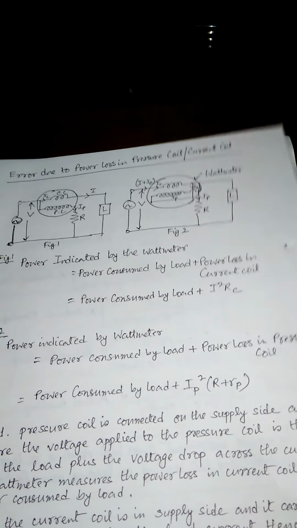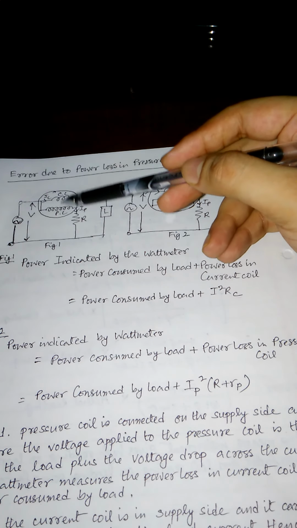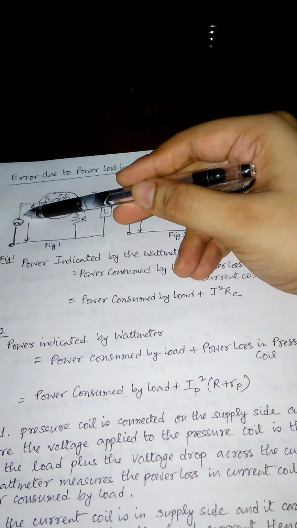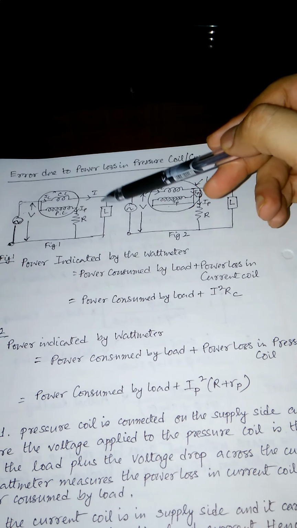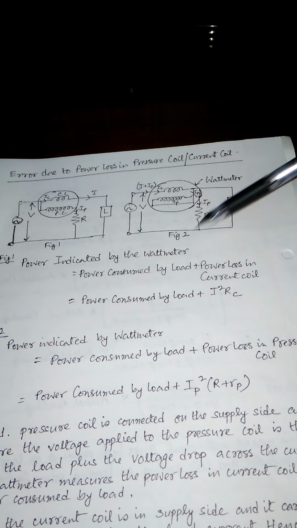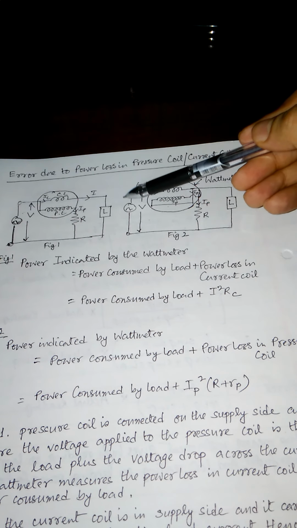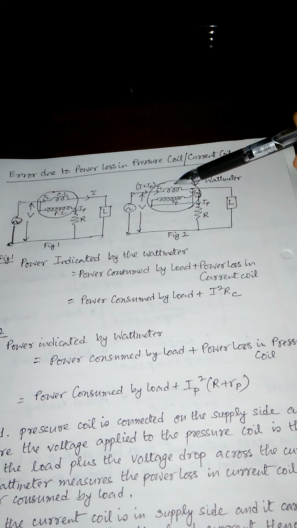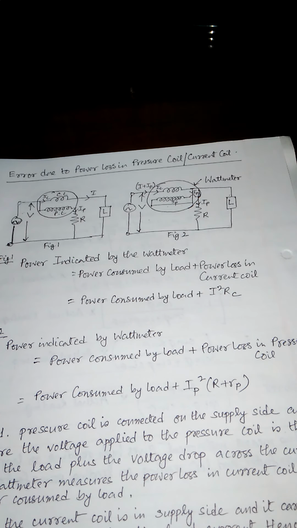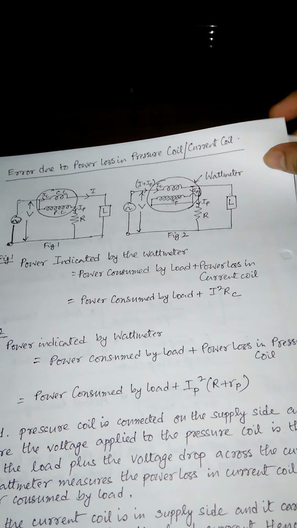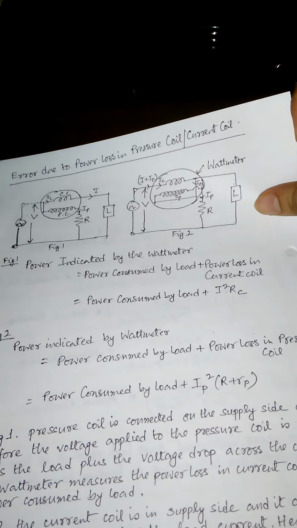In our previous class, we already discussed the two types of wattmeter connections. Here this is the diagram. You see that the pressure coil is connected to the voltage side and the current coil is connected to the load side. And this is another type of connection where voltage is supplied directly to the current coil and the pressure coil is connected to the load side. So by this we can do the wattmeter connections in two different ways.